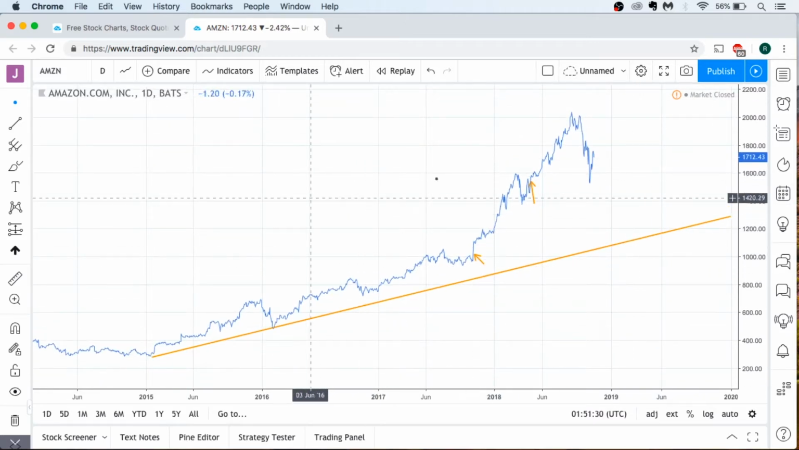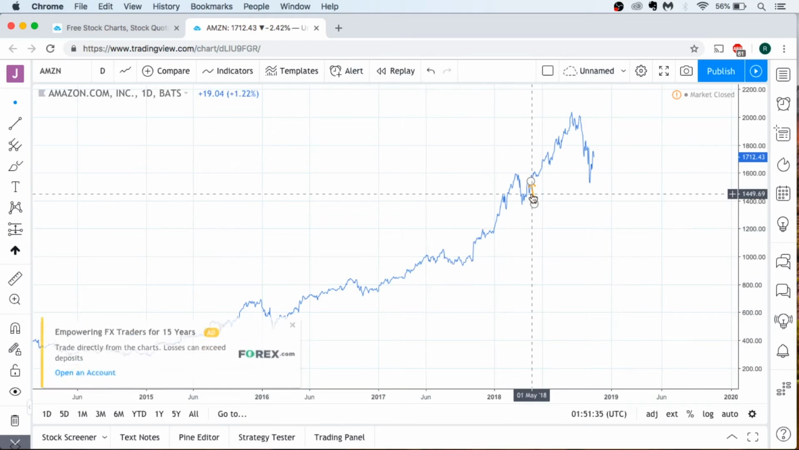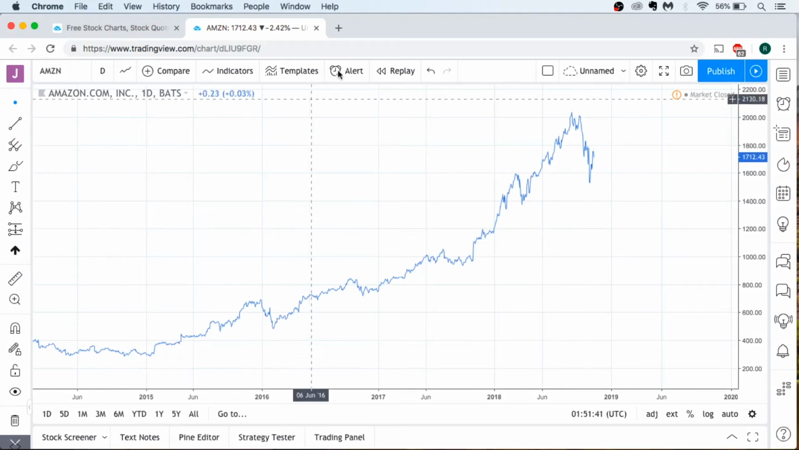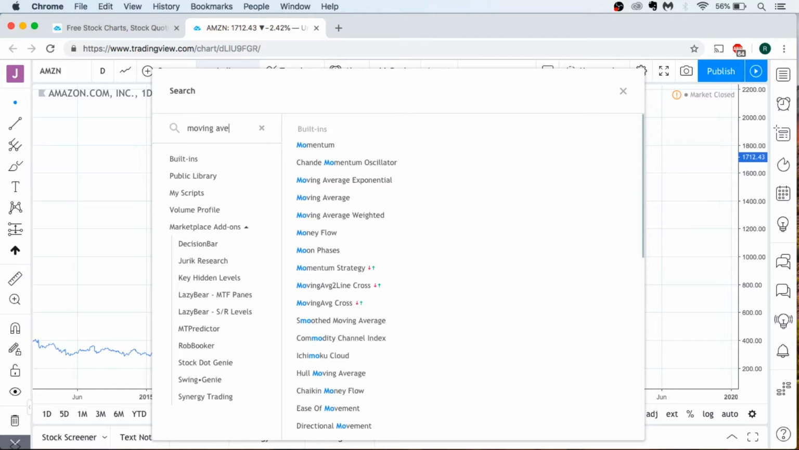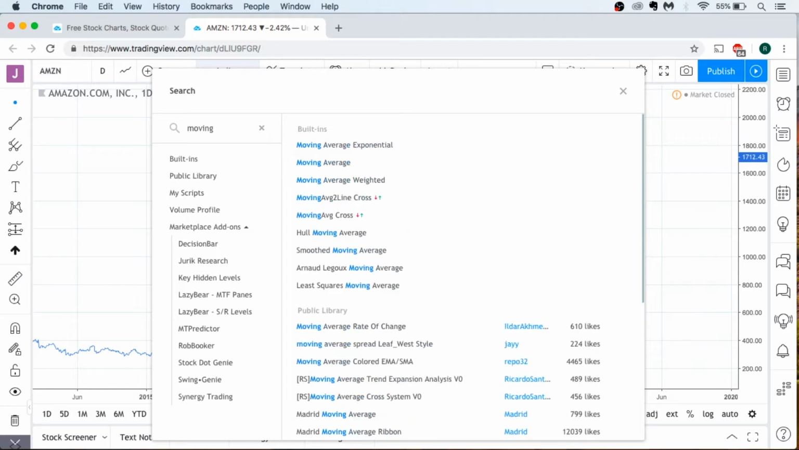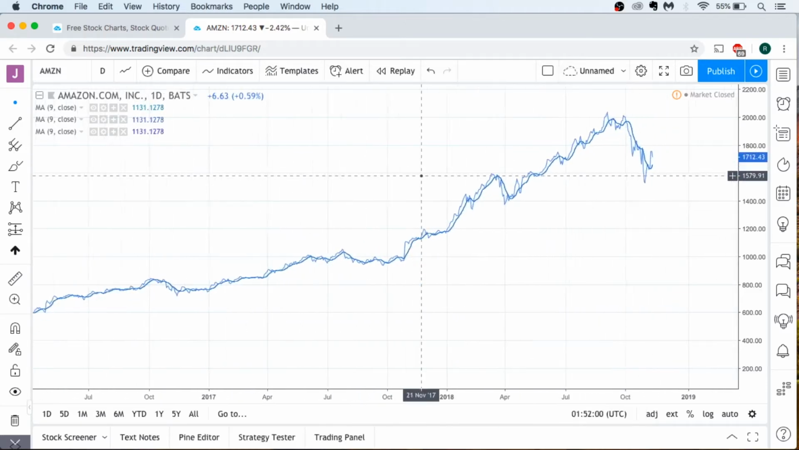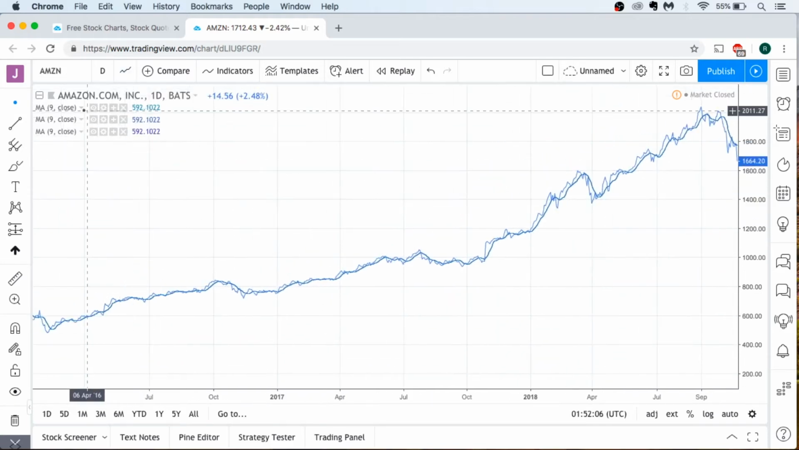If you don't like drawing trend lines, if you don't have time for that, the good thing is we have moving averages here. So what you do is you go on and look for moving averages. Okay, moving average 1, 2, 3. All right, let's see what we got here. They're all at a 9 for whatever reason. Let's change that real quick.